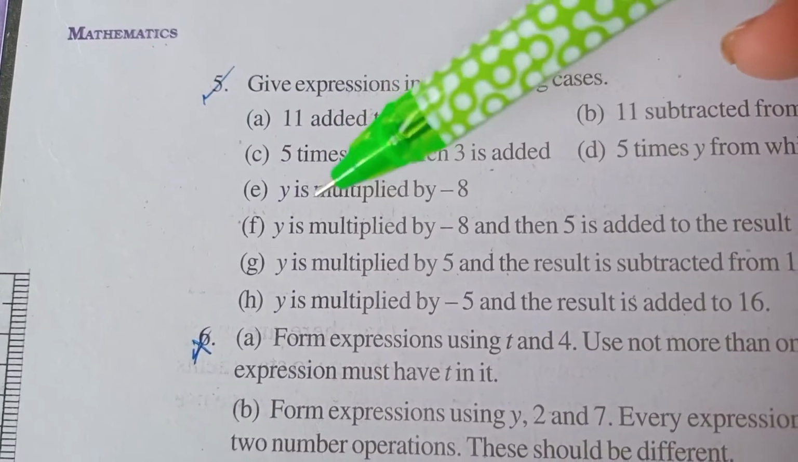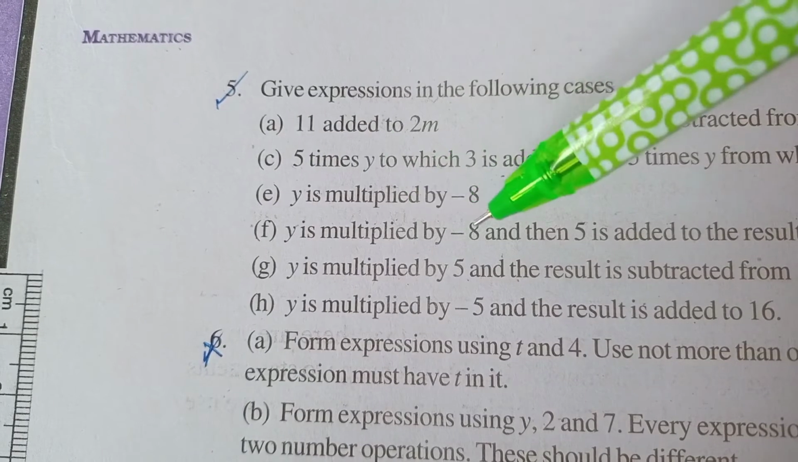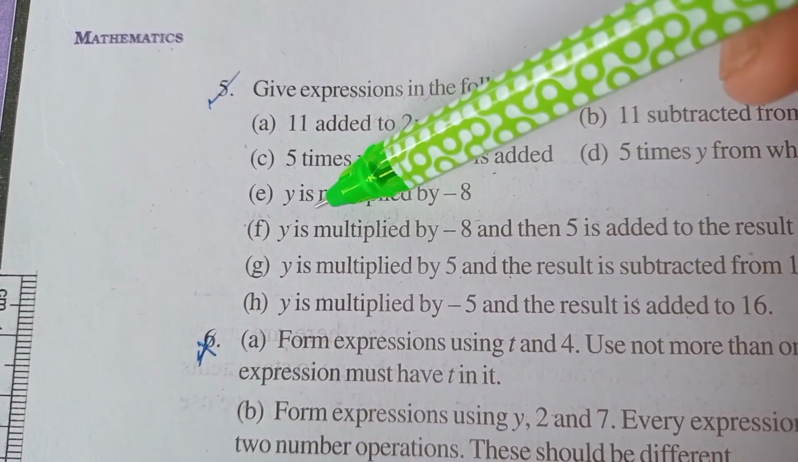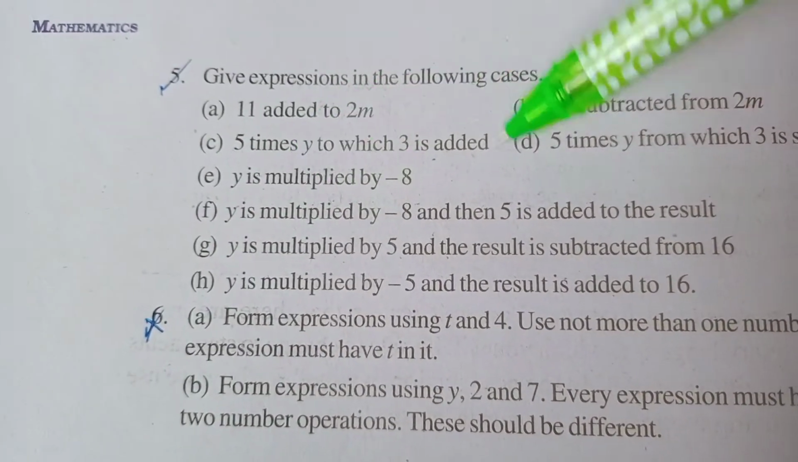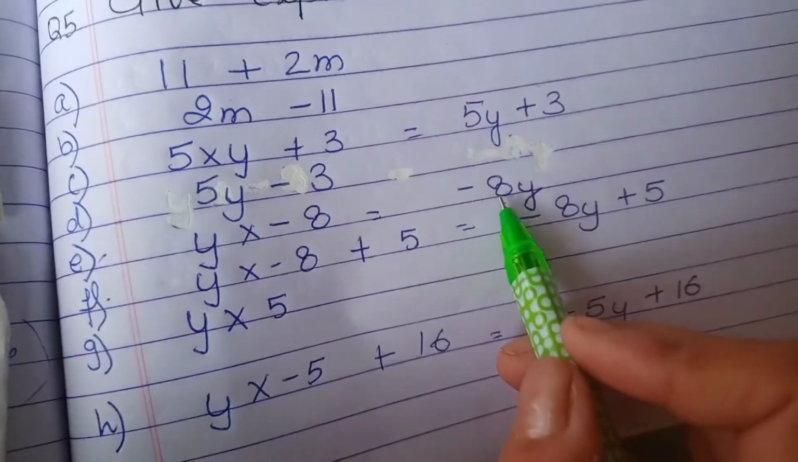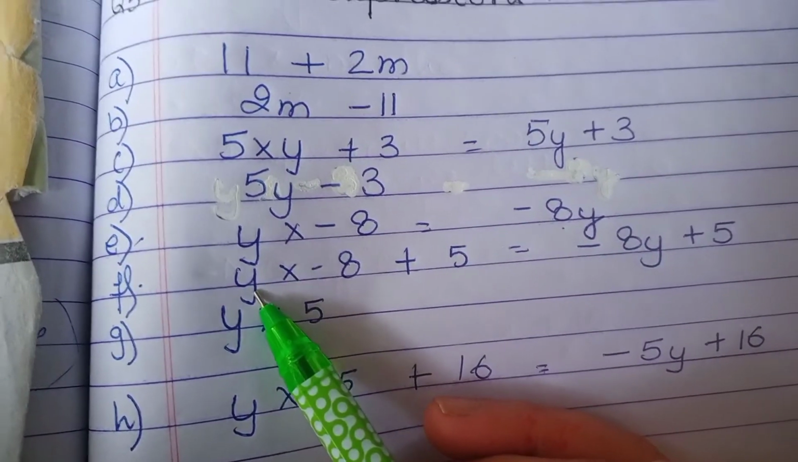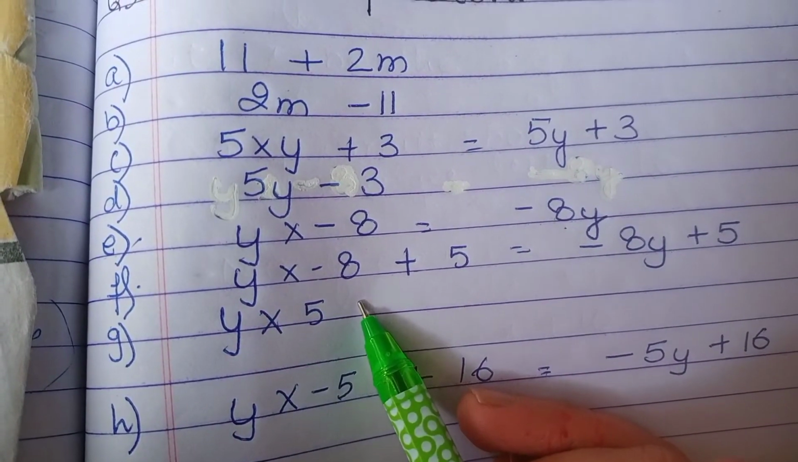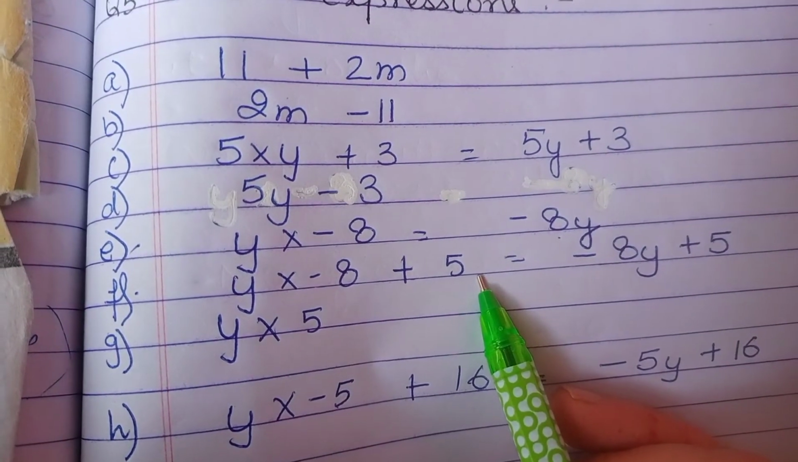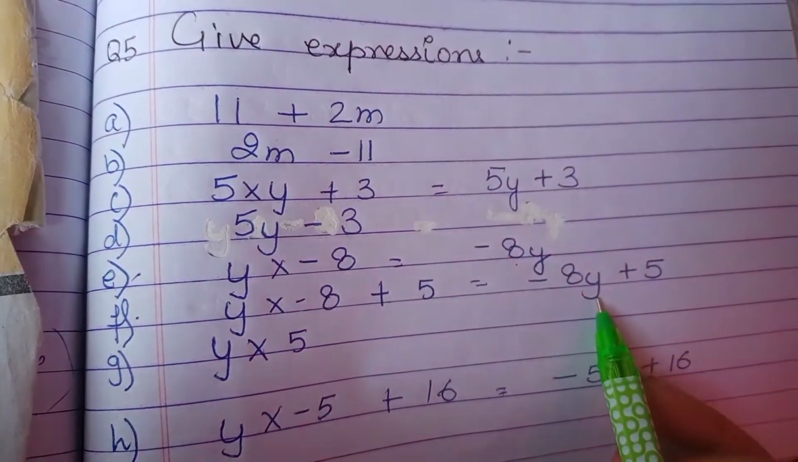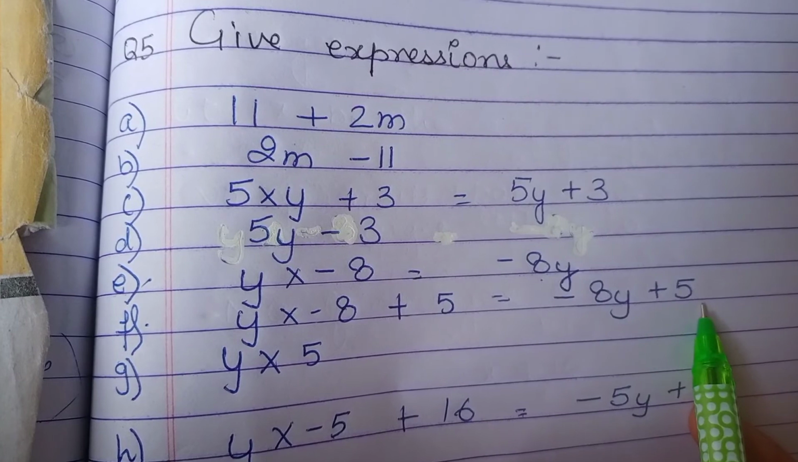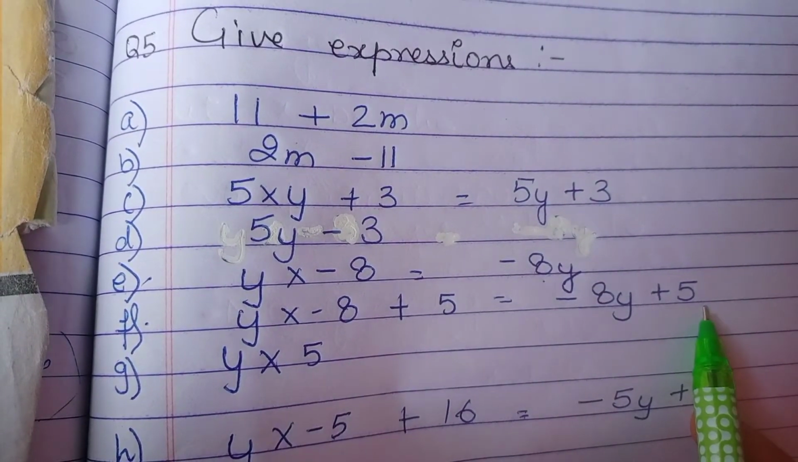Let's move ahead with F part. What is the F part saying? Y is multiplied by minus 8. First we have to multiply minus 8 to y and then we have to add 5. So हमारा आंसर in our previous part the answer came minus 8y. Same way we have to do. First we multiply y with minus 8 and then we add 5 to it. So the answer will come minus 8y plus 5. This is your F part.